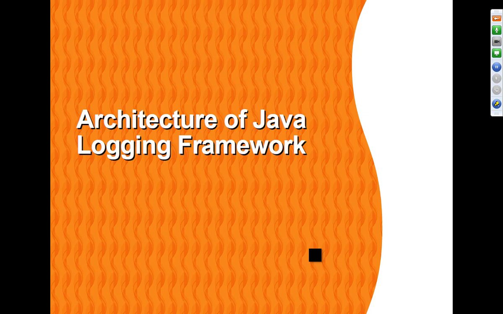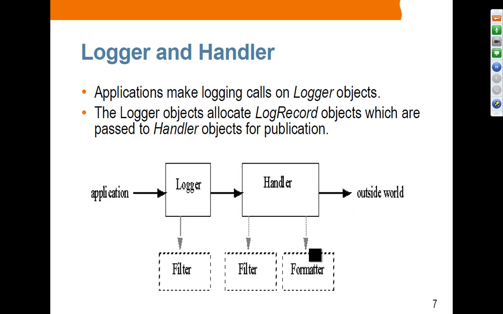So let's talk about the architecture of the Java logging framework. The Java logging framework is actually made of two things. One is the logger, and the other one is the handler. The logger is basically the one that the application makes logging calls to. The application will acquire a logger object, and then the logger object creates the log record object, and those log record objects represent each log.